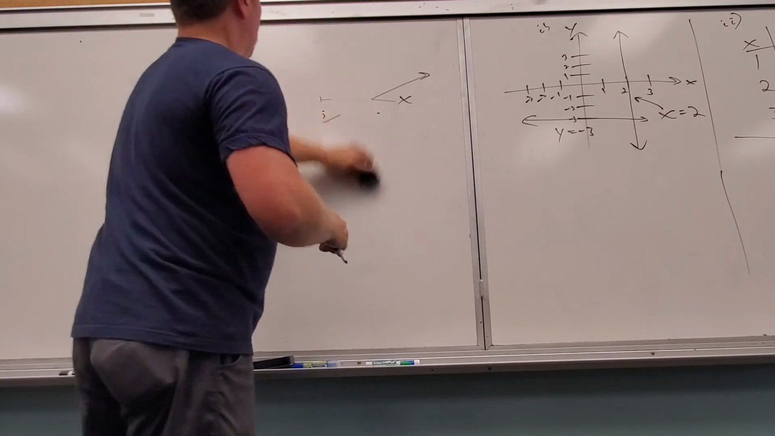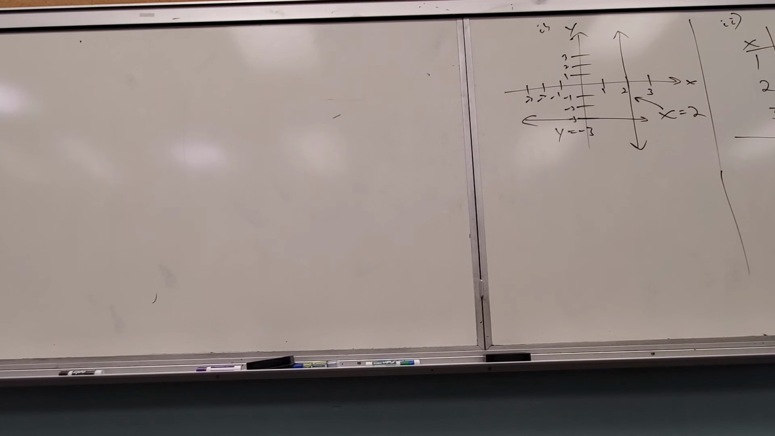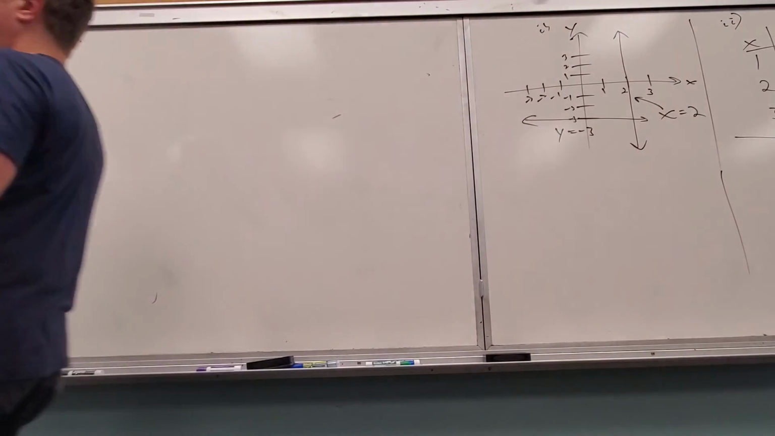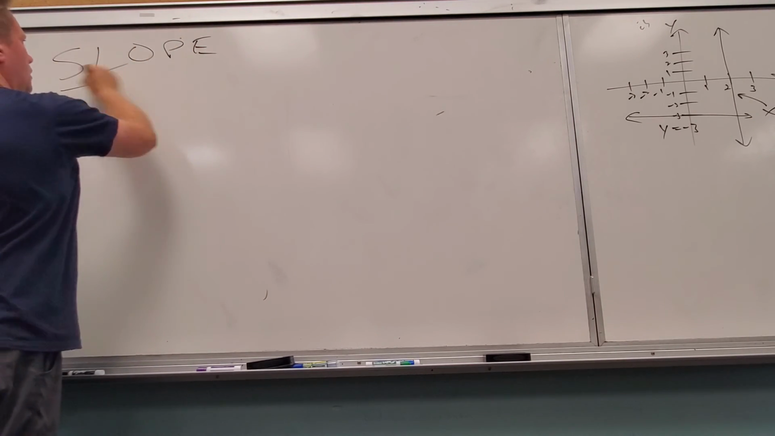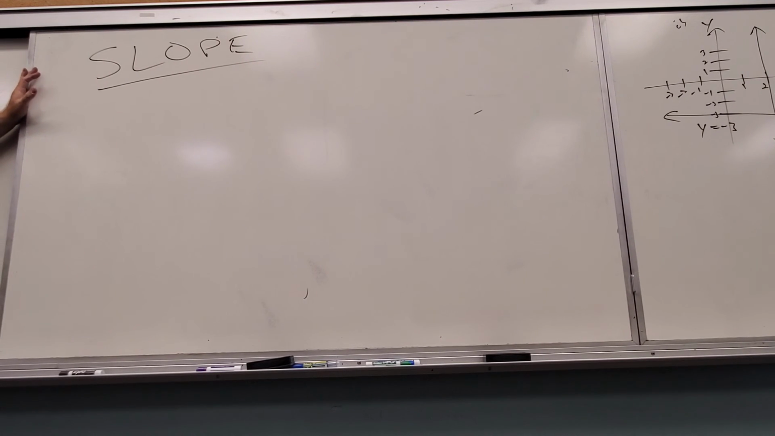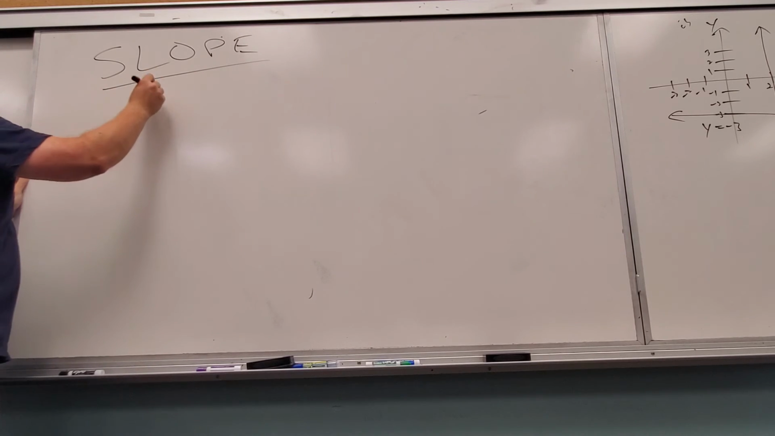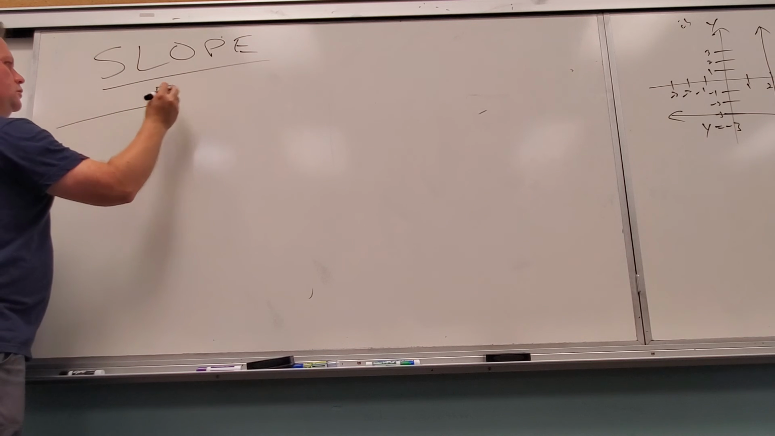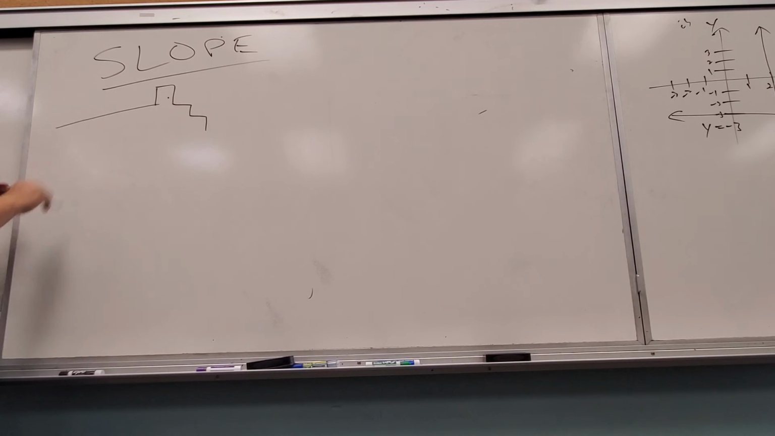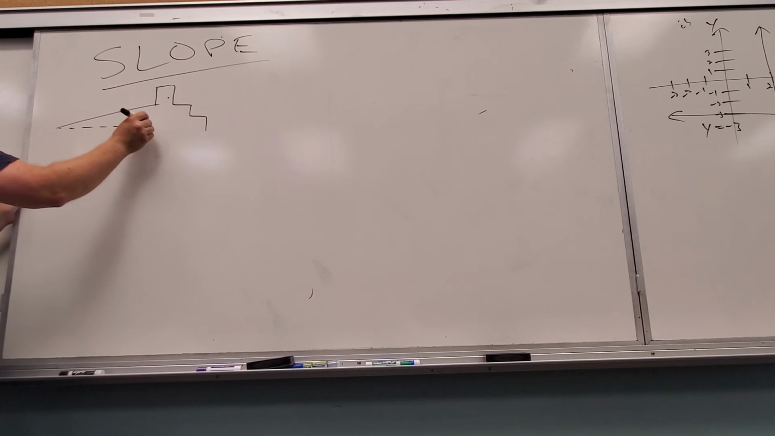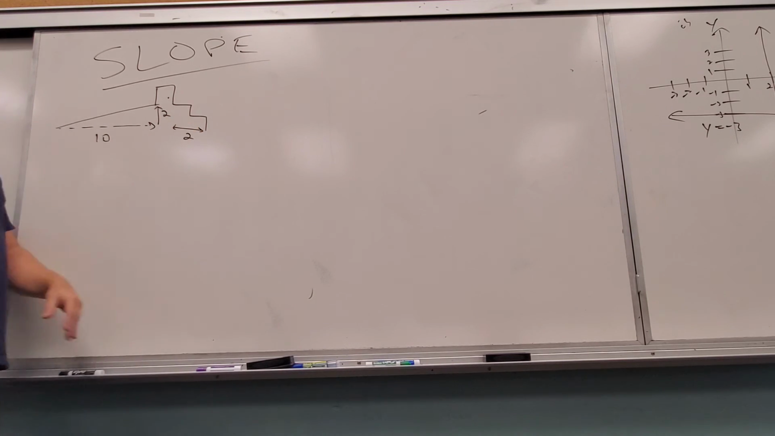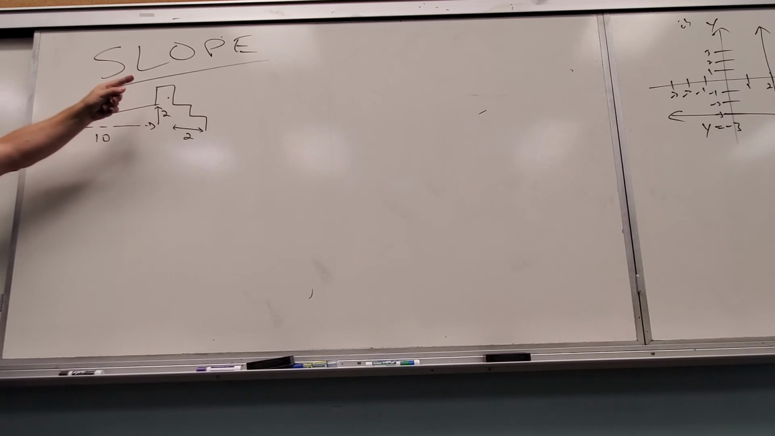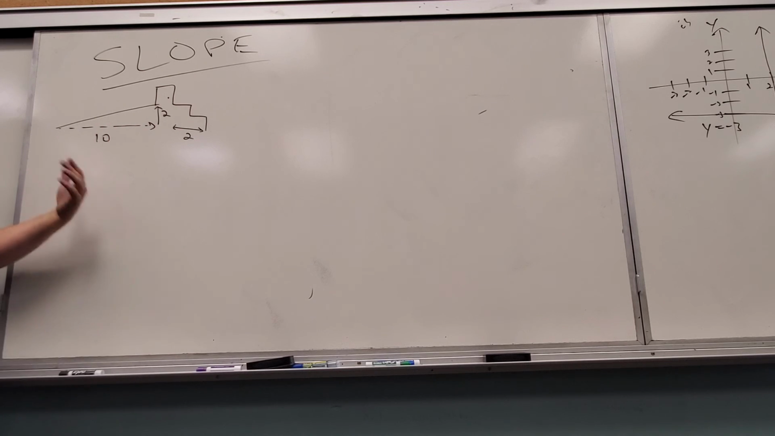So last little thing on here. If, for example, I have this door, and I have a ramp going up to it, and I have steps going up to it. Let's say this is 10, and this is 2. So in 2 feet, it goes up 2 feet. You see that? And this one goes up 2 feet over the course of 10 feet. So which one has a larger slope? The stairs or the ramp?